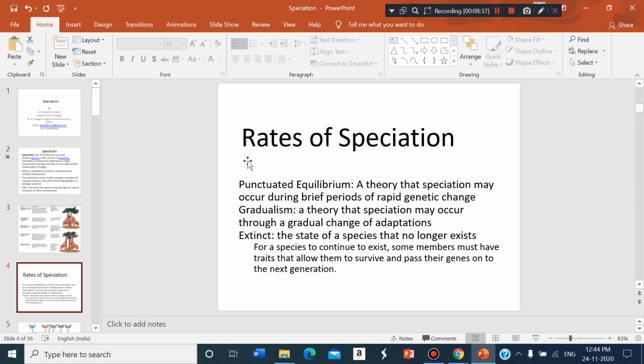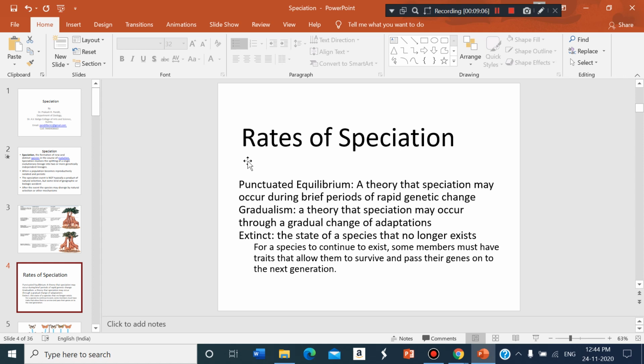So now, I would like to introduce one more term, extinct. All of you know, it's a stage or state of a species that no longer exists. We say that the Indian cheetah has become extinct. That is, no members of that species are seen. They have perished forever. That we call extinct.